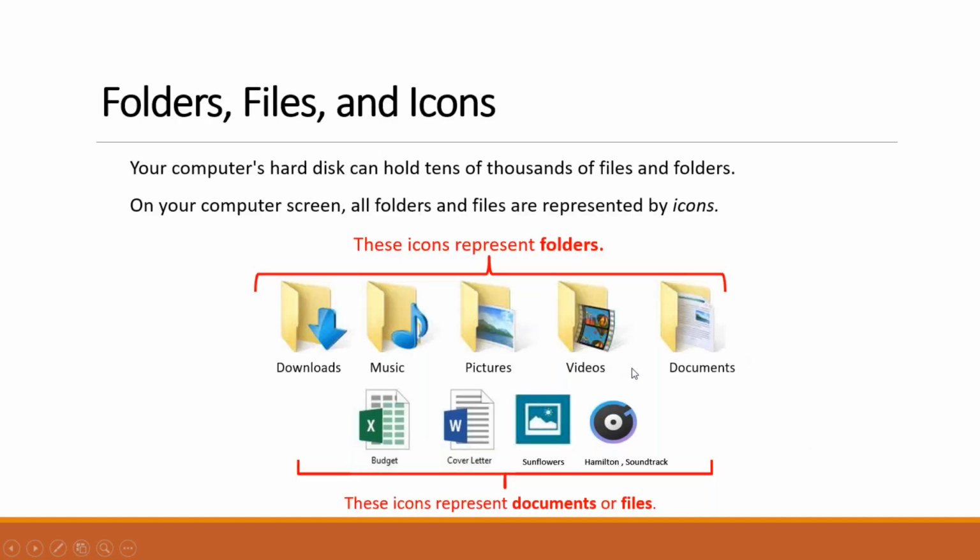As you can see, folder icons include a picture of a folder, so it's pretty easy to identify folders. And then down here we have file icons. Many file icons will have the dog-eared piece of paper, like we see here, even if it's not a text-based document.